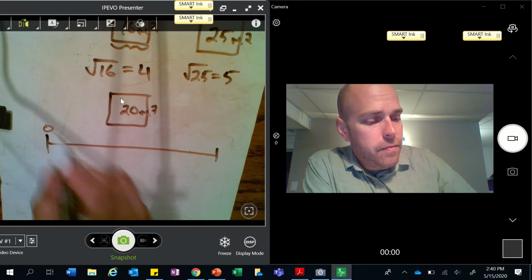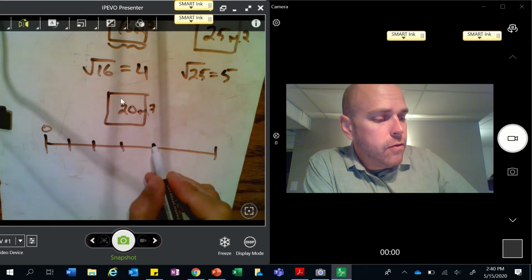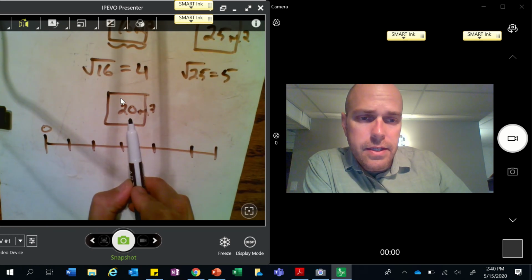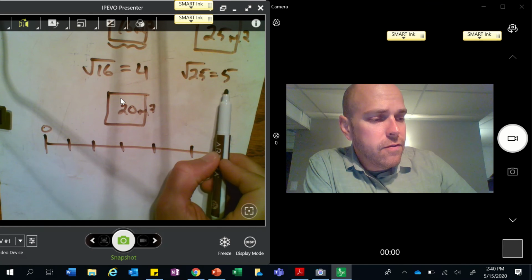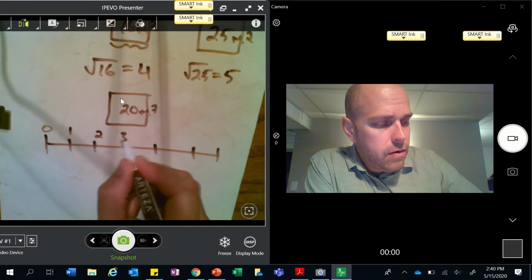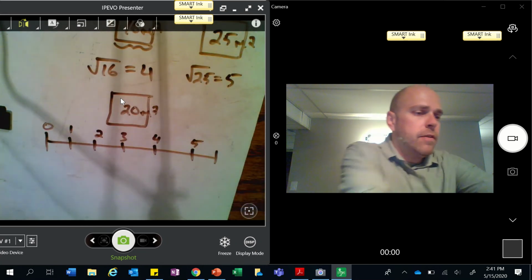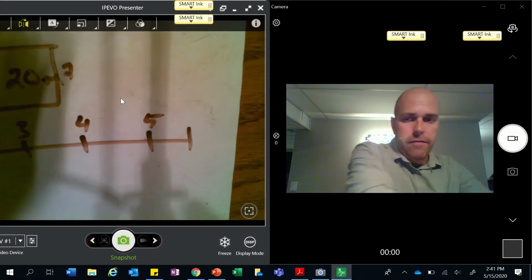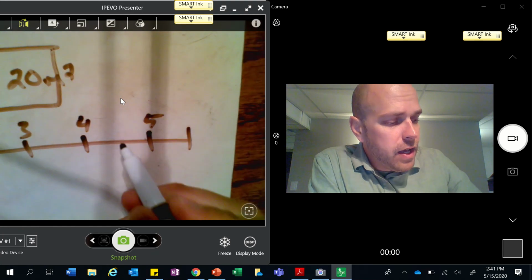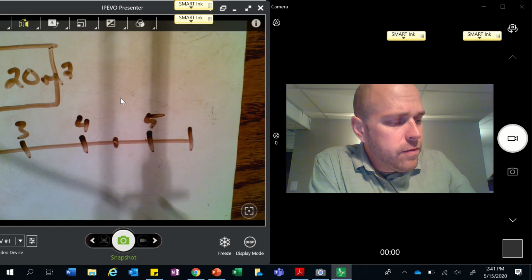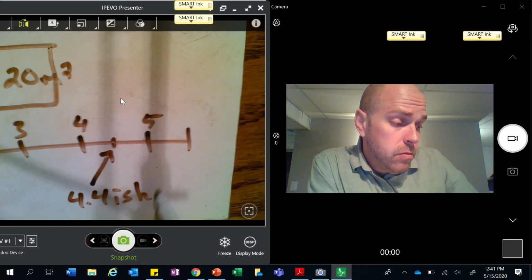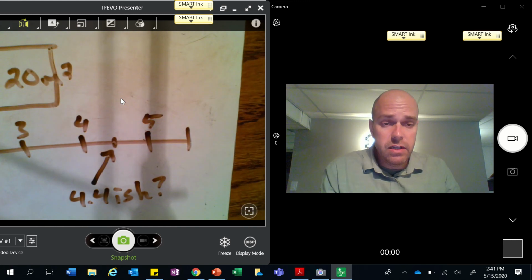When you're doing an estimate like that, I'm going to give you a number line. 1, 2, 3, 4, 5. I know that it's more than 4 because it's more than 16. But it's less than 5 because 5 squared equals 25. So that means it's somewhere between 4 and 5. But where between 4 and 5? Well, 20 is 4 more than 16, but 5 less than 25. So it's probably close to the middle, but a little over here. So maybe 4.4-ish? I think that's pretty reasonable.